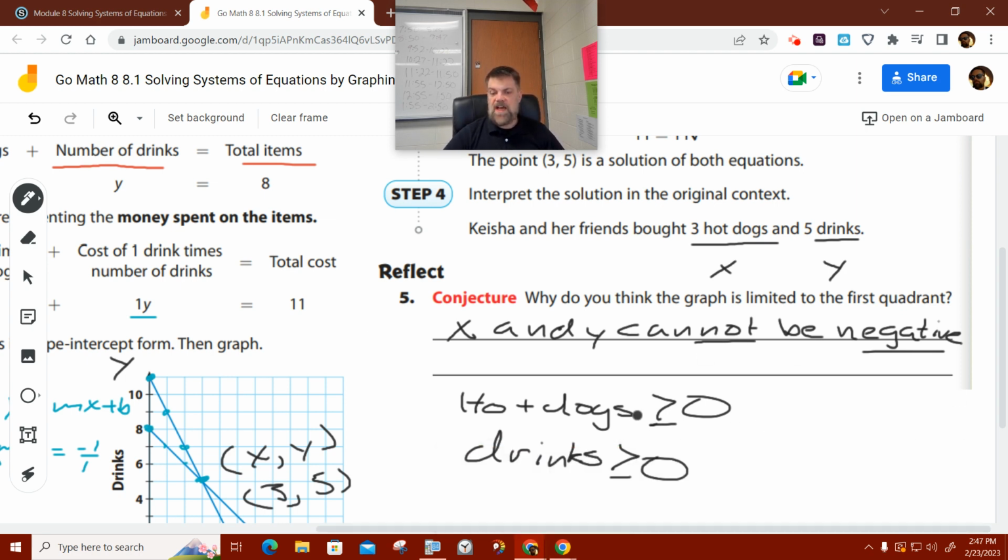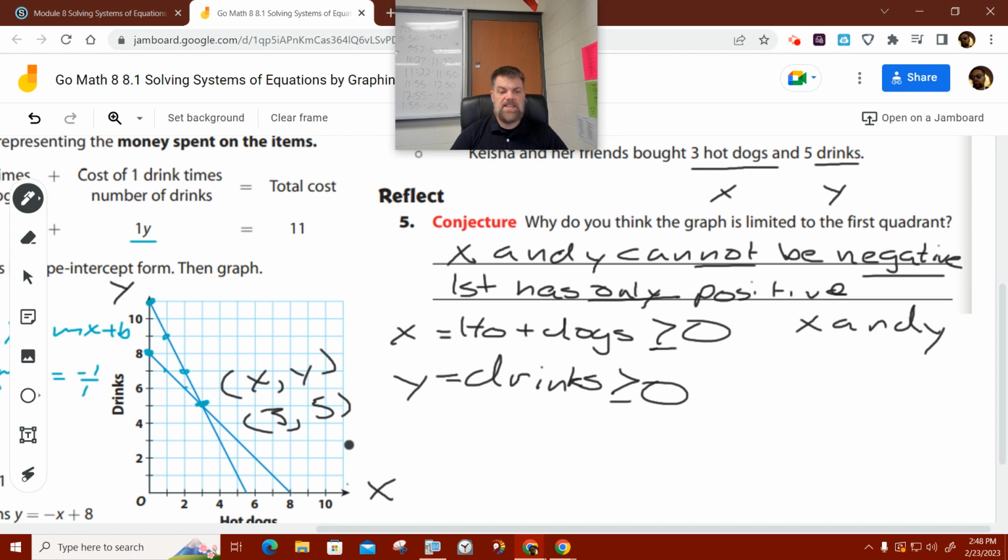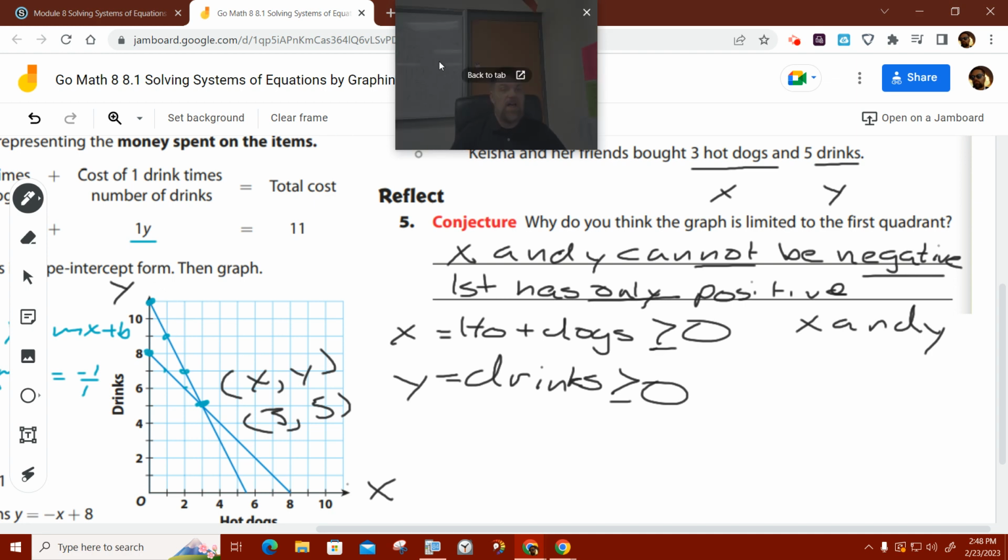So when you think about that, these represent x. These represent y. The first quadrant has only positive x, that's a positive, and y, right? So if you look at these x values, they're all positive x values. If you look at these y values, they're all positive y values.